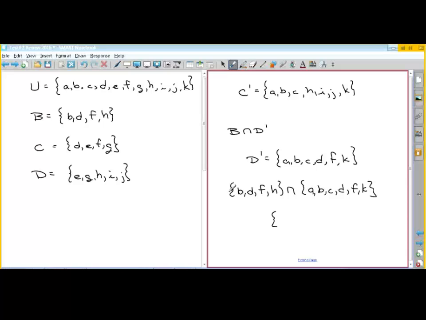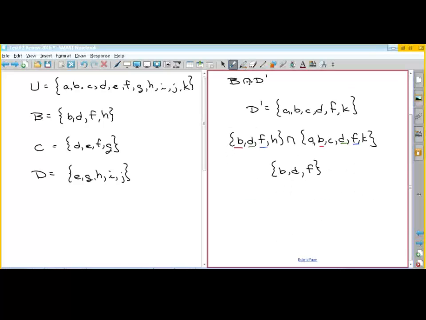So we look, we see A's in this set but not in this one. We see B's in both sets. D is also in both sets. F is in both sets. H is in this one but not in that one. So we're actually done. There are three elements that are common to both sets: B, D, and F. So that's what the intersection is, and that's what we're looking for.